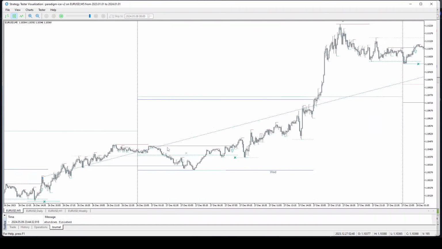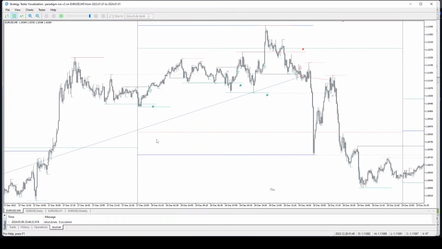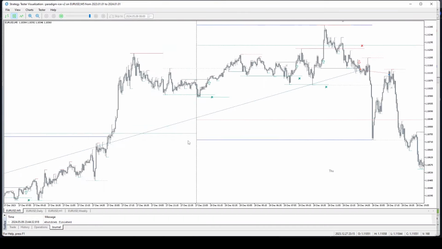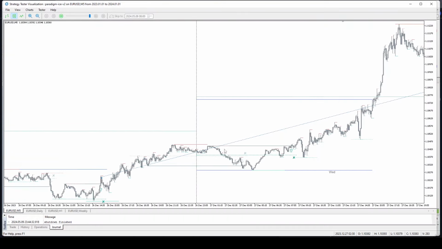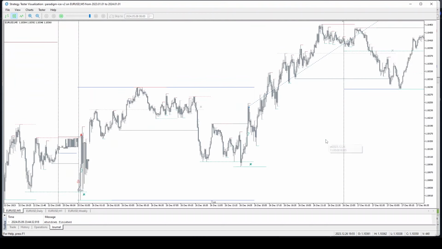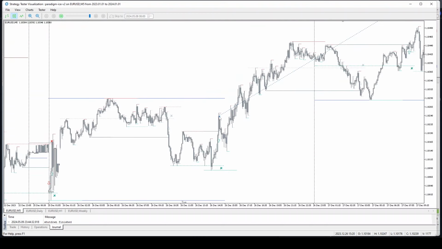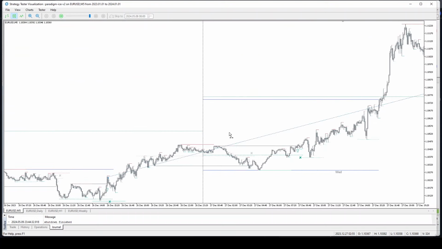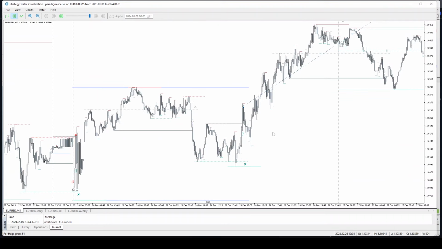Okay, so we can see some of the trades that were taken. This is December last year. So you can see from there it took a long. Now notice that there were short setups. You can see that almost every single day you get both long and short setups. You can see here this is a short setup.